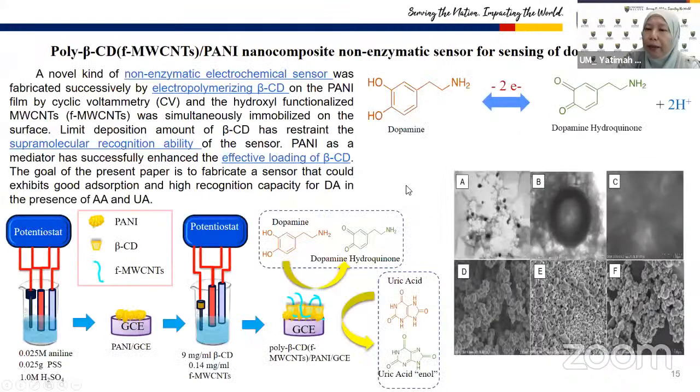These are the things that we are looking at. What's important here is that whatever we want to design on the sensor, or the electroactive modified electrode, is to reduce dopamine to dopamine hydroquinone, which is more stable. So it's a 2-electron transfer system. These are the whole reactions that we are targeting, which means the electron transfer is coming from the modified electrode.